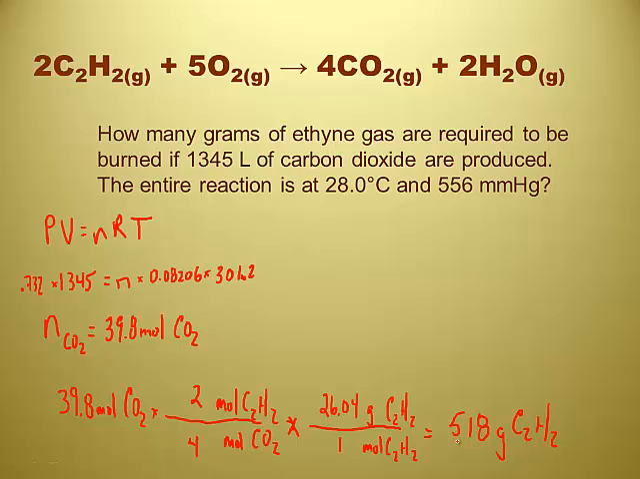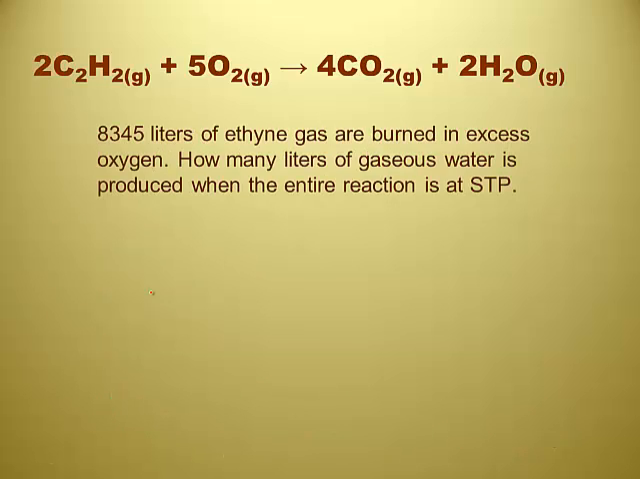Technically you're going from volume of a gas to mass of a gas on this one. Ooh, another one. And it's the exact same balanced chemical equation, so that's awesome. Okay, so here we've got 8,345 liters of ethine being burned in excess oxygen. How many liters of gaseous water is produced when the entire reaction is at STP? Ooh, it's at STP. That's going to give us a nice shortcut. I don't have to use PV = nRT here.